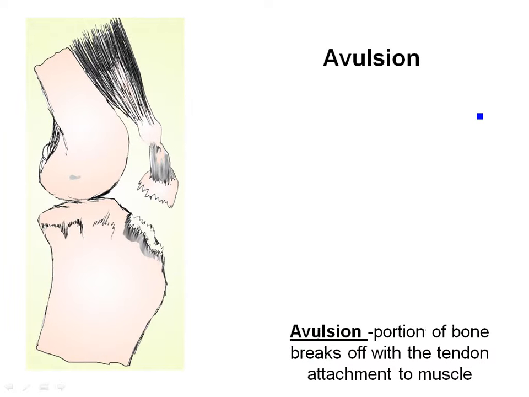Another type of specific description is an avulsion, and in this break a small piece of bone is broken off that is attached to the tendon that connects the muscle to the bone. So the break occurs there, and this can happen sometimes with weightlifters who attempt too much weight. It can literally rip the bone off.